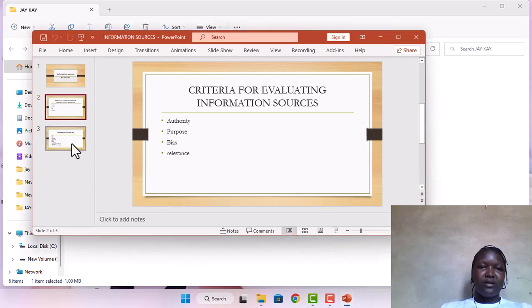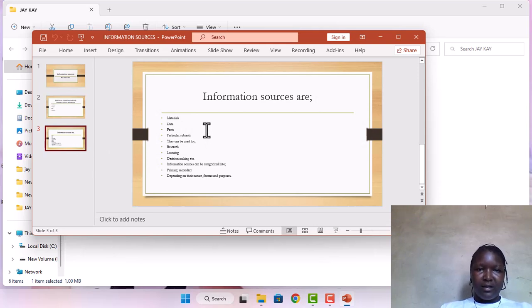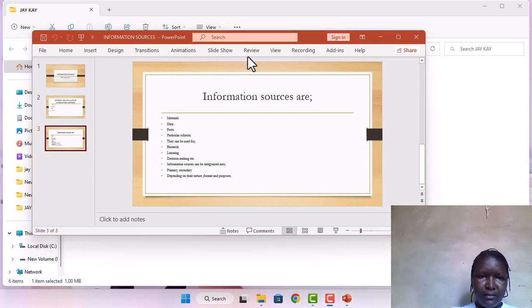So for information sources, this is the definition. Information sources are the materials or data or facts that can be used in research, learning, and in decision making. Information sources can be categorized as primary and secondary, which I'm going to take you through in my next video, whereby I will discuss primary information sources, giving you examples and also elaborating on their importance and other things.